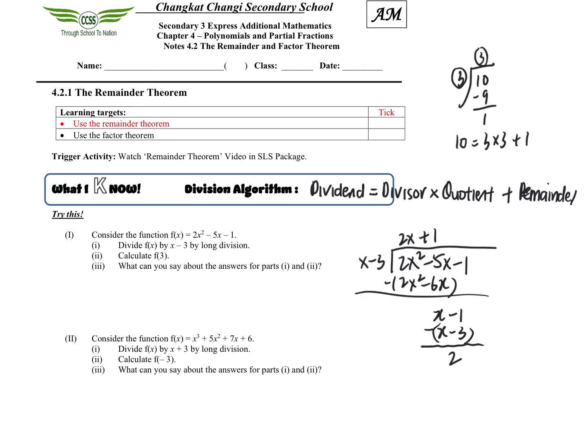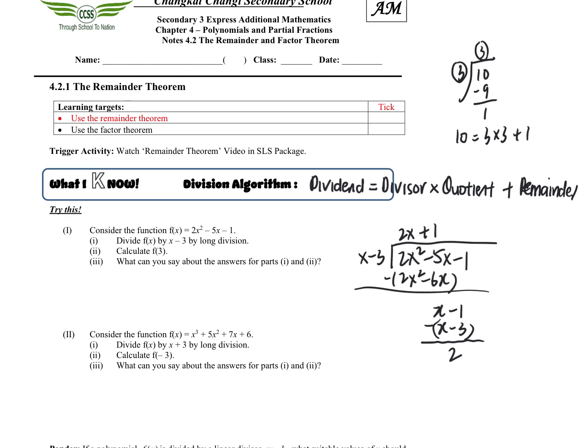So if you divide by x minus 3, you simplify, right? You realize that the remainder is 2, and your answer is 2x plus 1. So they ask you, can you calculate what is f of 3? Then we check. We sub in x as 3, and then you calculate.